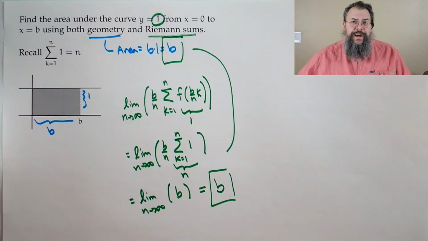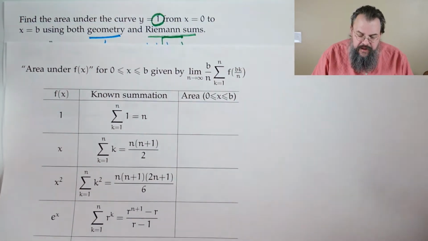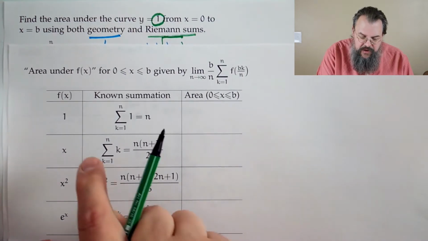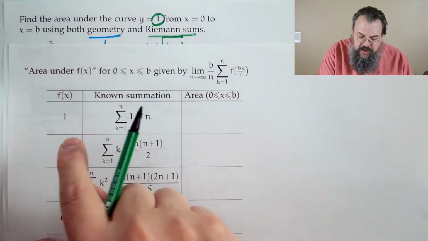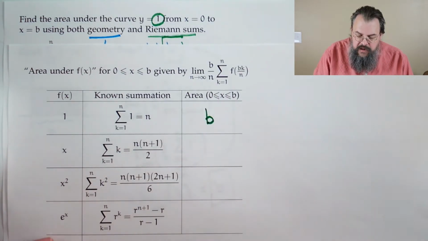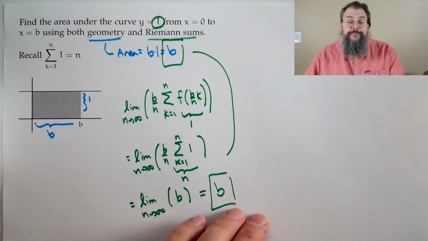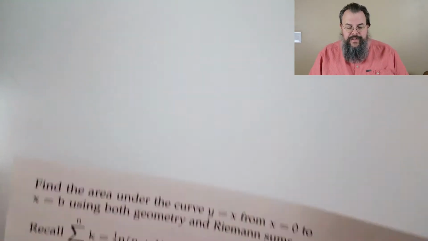Okay, well, that was not so bad. That's a warm-up. Let's come back and update this little sheet. So for the function 1, which is what we did here, our area was b. All right, great. So let's go on to our next one. So what's our next one going to be? Here we go.